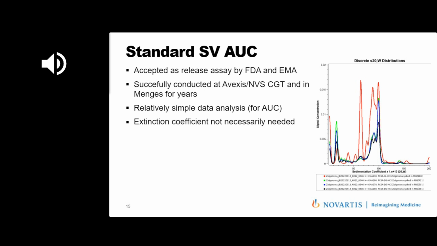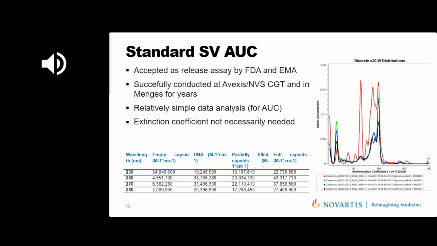And what you can see here, of course, is that your different wavelengths give you very different answers. In red, you see a huge signal here for A230 for the protein, empty capsids, while when you look at the same peak here at 260 and 280, it's much smaller. And the question, of course, is always, what's the correct answer?